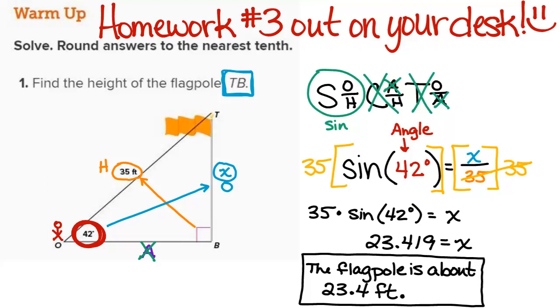You type it in exactly like it looks. 35, and then sine, or times sine. No, there's no square roots here, honey. 35 times sine, yep, 42. Hit enter. Yep. Yes.